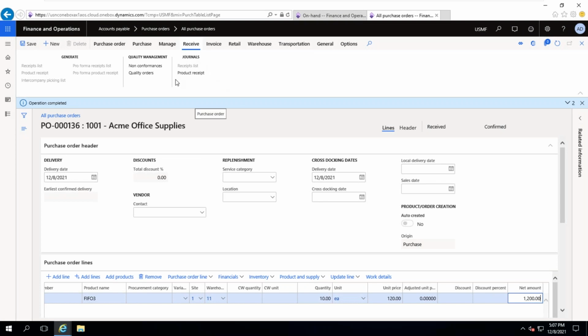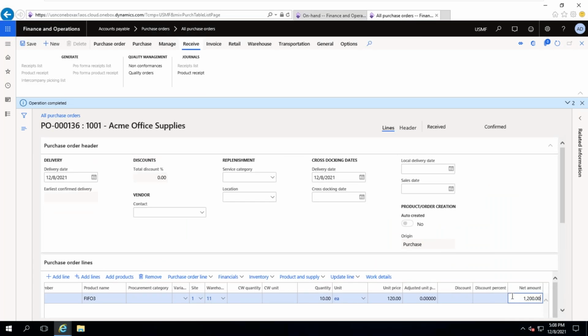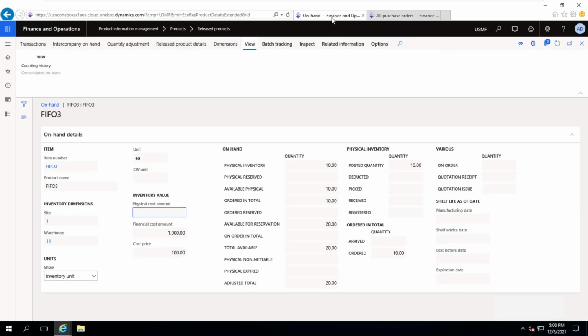Now, product receipt is updated. If you verify on-hand inventory and refresh, what is the expected information? Can anyone guess and let me know? What are the changes here? Physical cost amount is 1200, it will be updated. 1200. Yeah. Anything else?